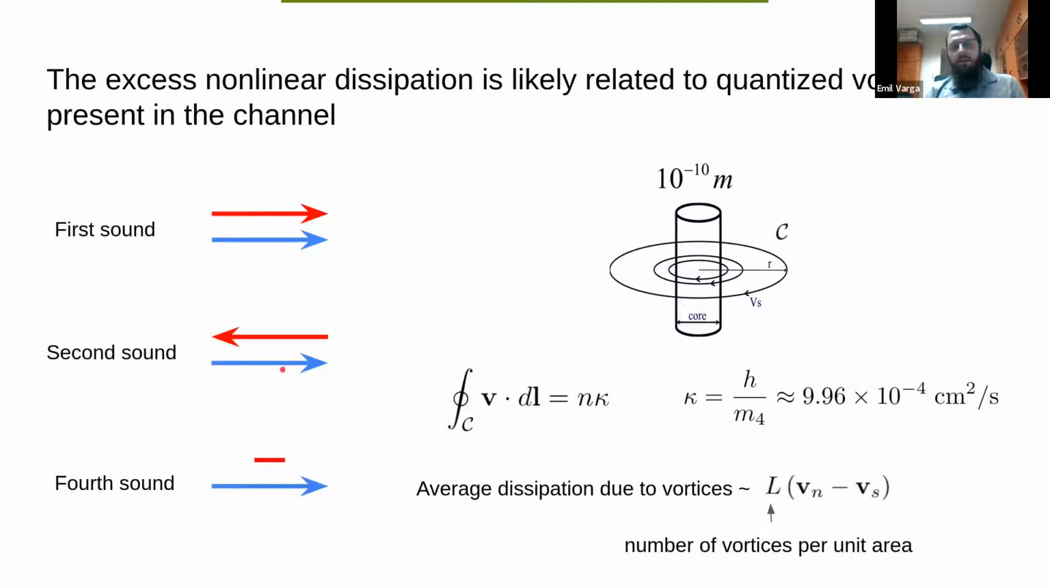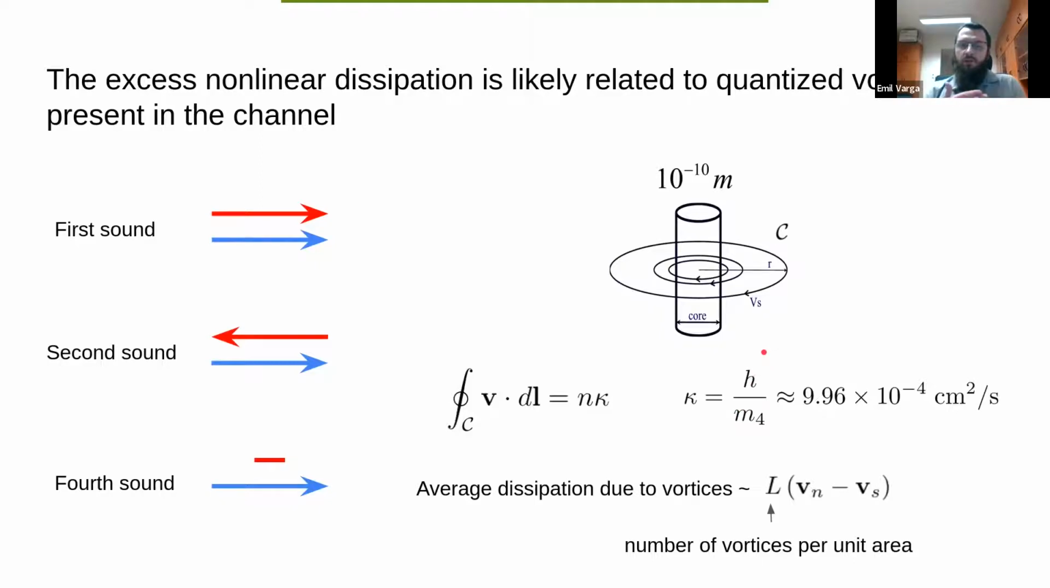Now, the similarity with second sound is that there is a force difference between the velocities of the two components. Any superfluid velocity results in motion of topological defects that exist in the superfluid component. These are the quantized vortices, quantized because circulation around them is quantized to typically one quantum of circulation.